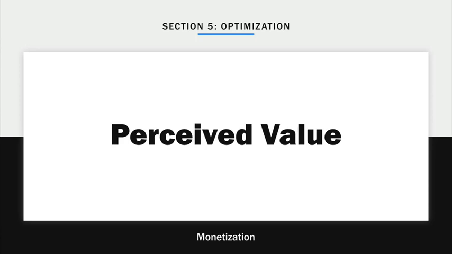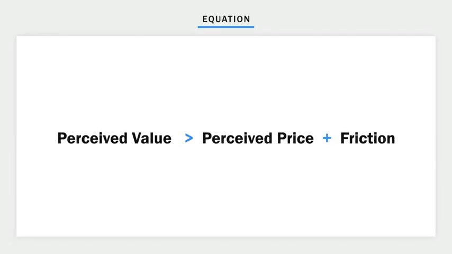As we go through talking about how to optimize our monetization experience, we introduced the framework of perceived value greater than perceived price plus friction in the last lesson. In this lesson, we want to dive a little bit deeper on perceived value and its different components.